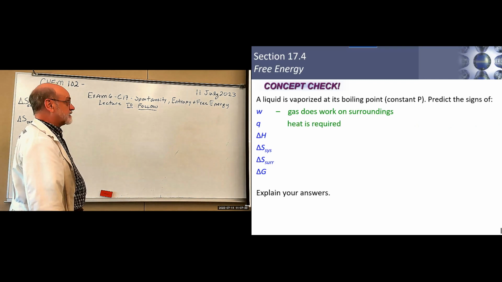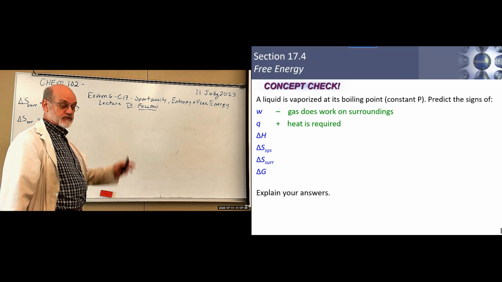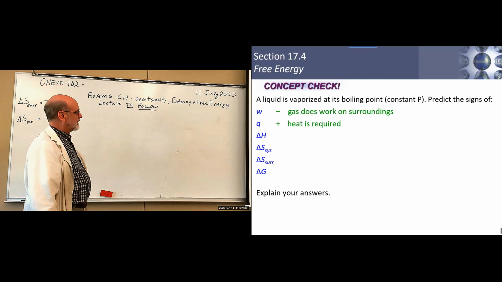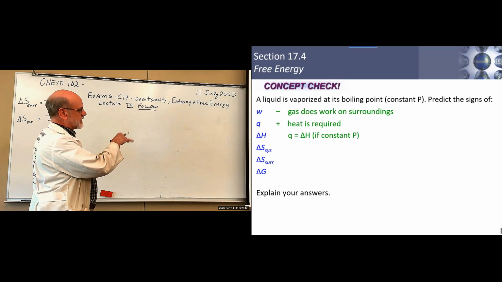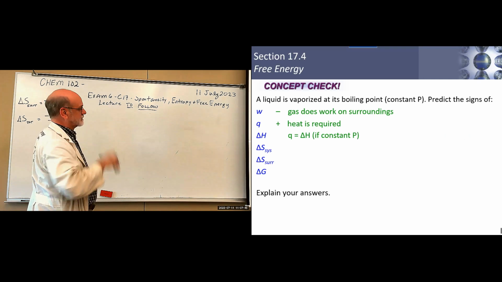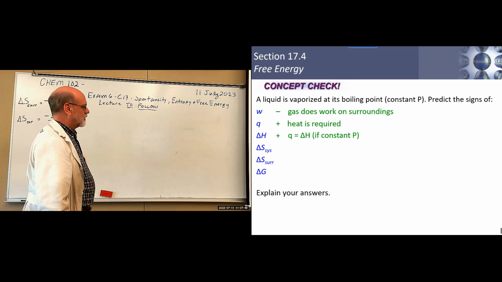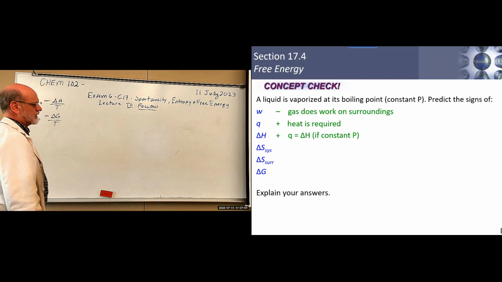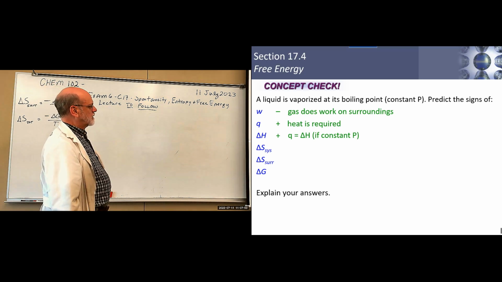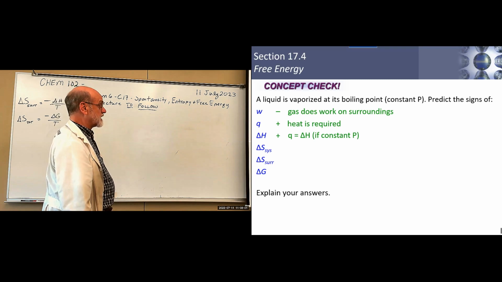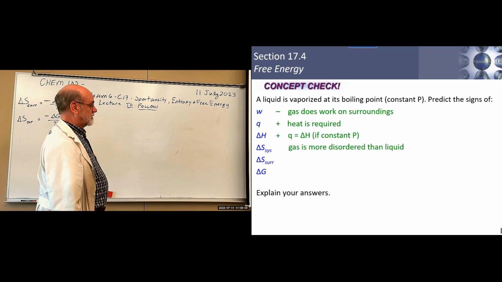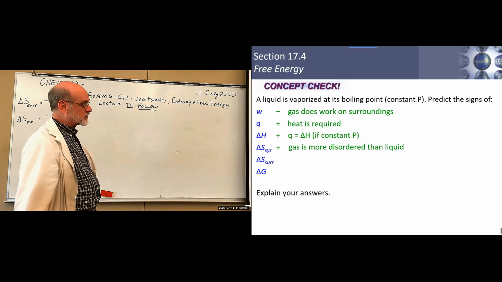So heat is being added. That means Q is positive. Well, that's true. We're adding heat to the system. So what's delta H? Well, since the pressure is constant, then delta H is the same as Q. Right, so it's also positive. What about delta S for the system? Well, let's see. The system is going from liquid to gas. It's increasing entropy. The gas is more disordered than liquid, so yeah, it's going positive.